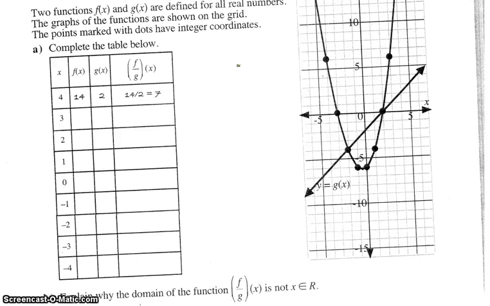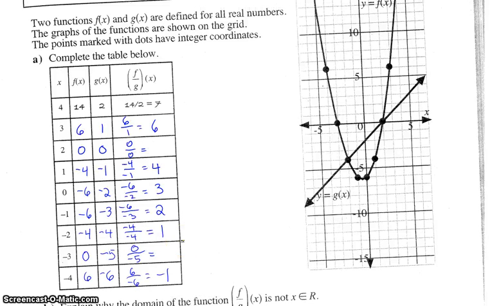Okay, complete the table below, and it looks like they want us to fill in the y values for f of x for these corresponding x values, and then the y values for g of x from this graph here, the straight line, for these corresponding x values, and then they want us to divide the y values to get this column. So I'm going to do that, and you guys are going to pause the video and do that as well, and then we'll check back and see if we have the same answer.